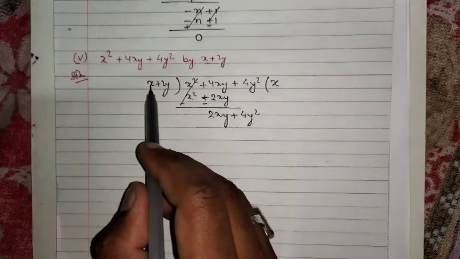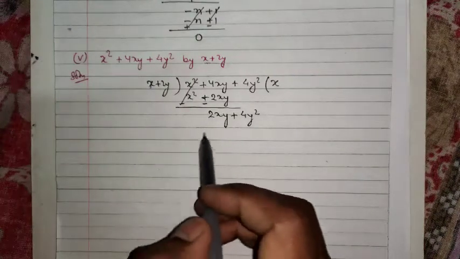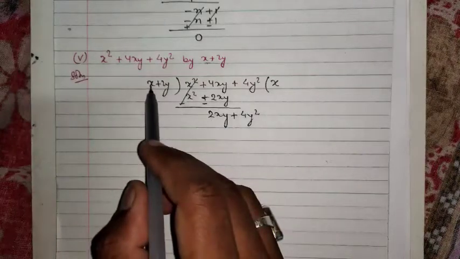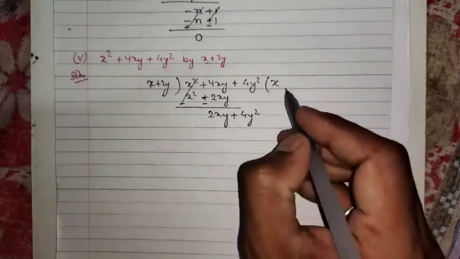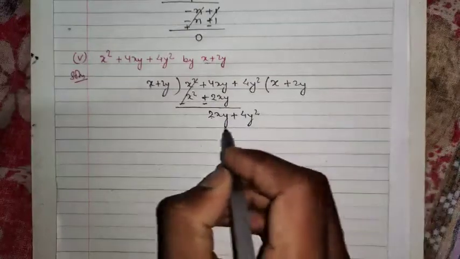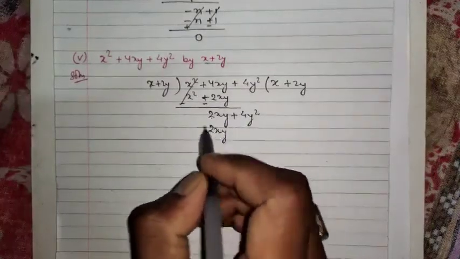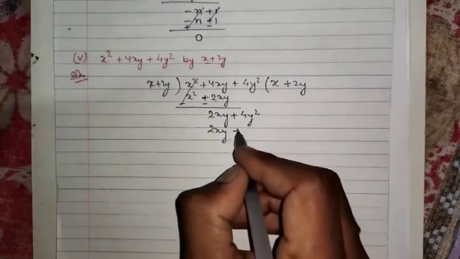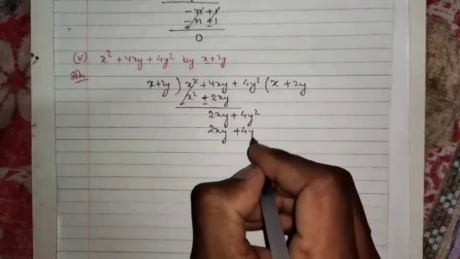This x will be multiplied by what number to get 2xy? It means it will be multiplied by 2y. So we will write plus 2y. Here we will get 2xy, plus into plus is plus, and 2 times 2 is 4y square.